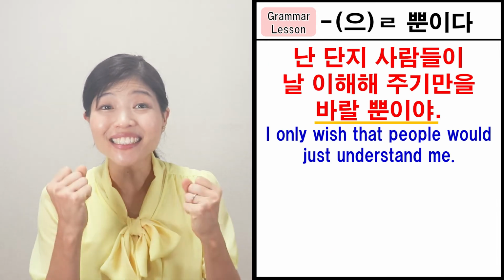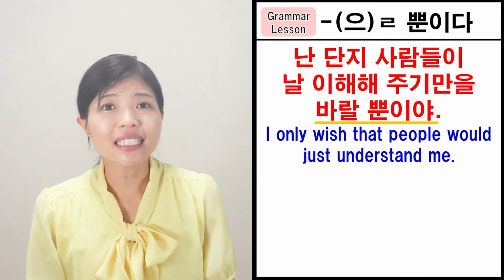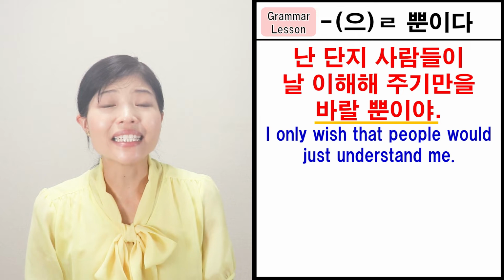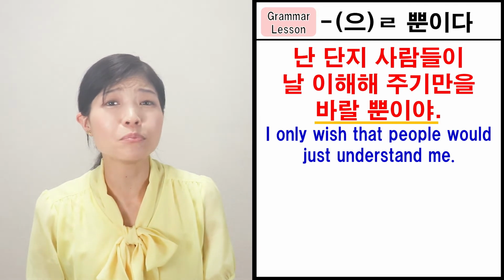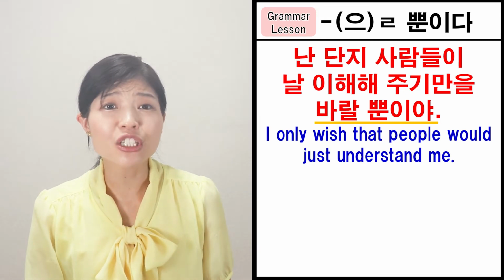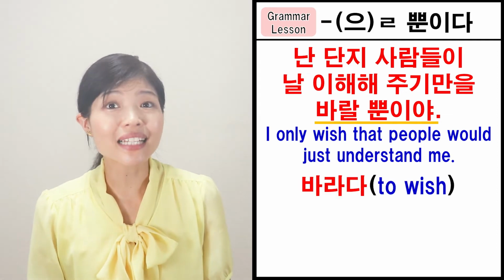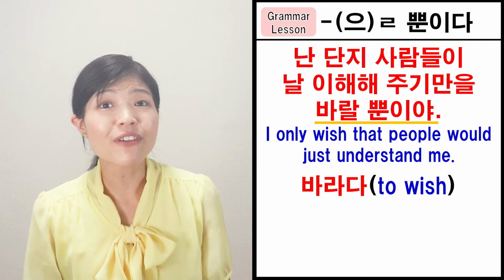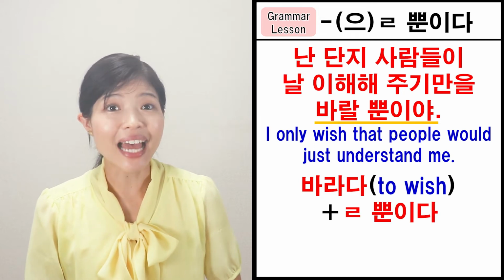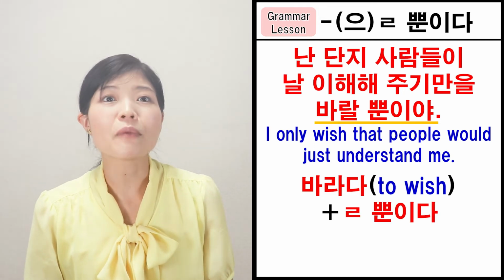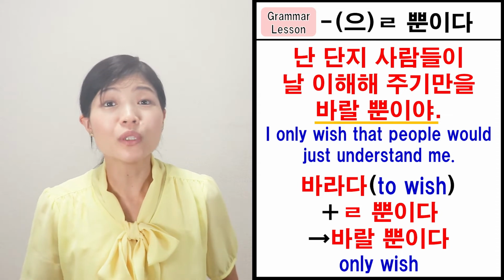Now, let's read a sample sentence. 난 단지 사람들이 날 이해해주기만을 바랄 뿐이야. I only wish that people would just understand me. Here, since 바라다, to wish, does not have a final consonant, you will attach 리을 뿐이다 to make 바랄 뿐이다, only wish.